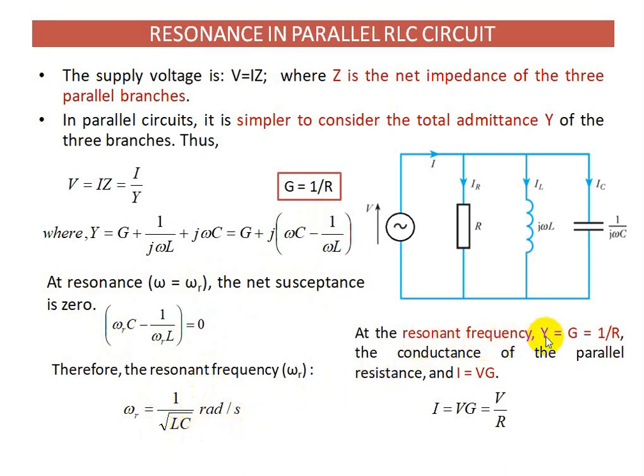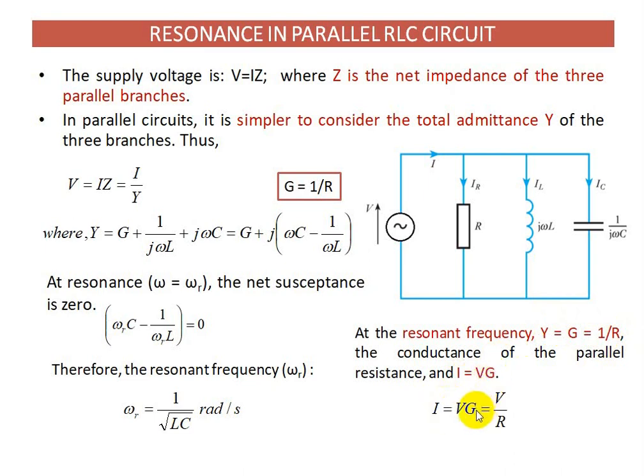At resonant frequency, the total admittance will be equal to G, that is conductance. So conductance G is nothing but 1 by R. So at resonance, please try to understand that the admittance will be equal to 1 by R. That will be equal to the conductance of the circuit. And also the current at resonance will be equal to voltage multiplied by the conductance value.